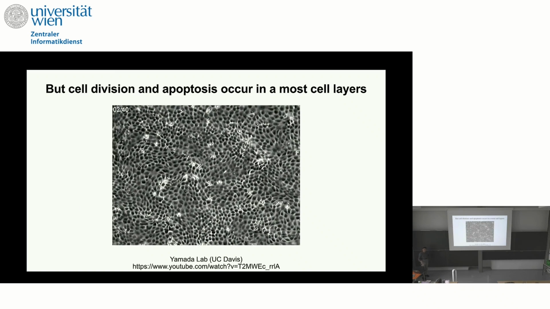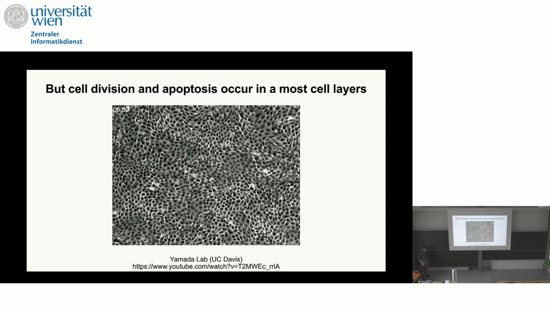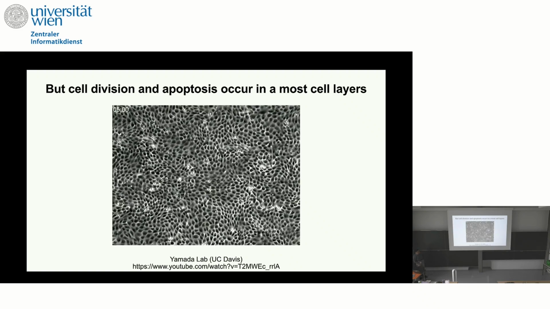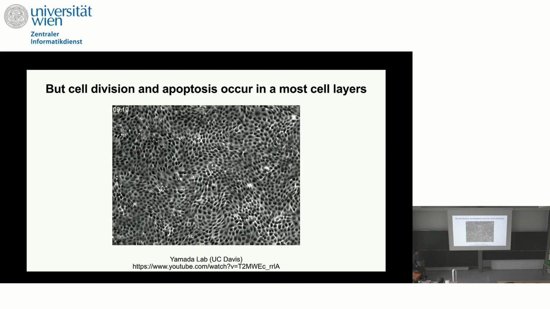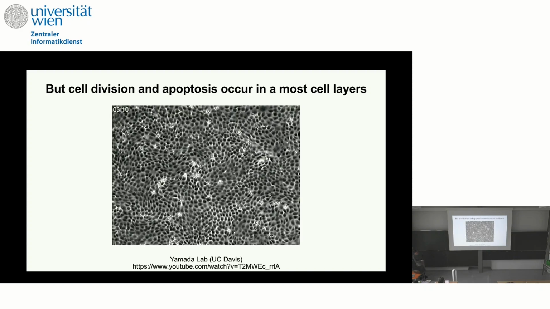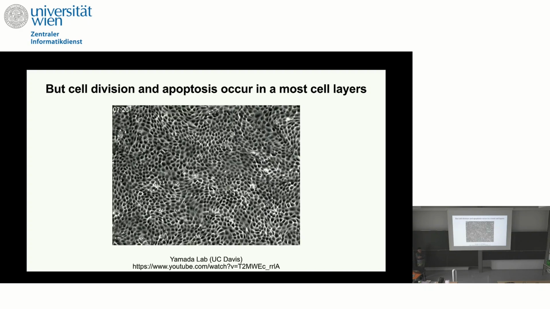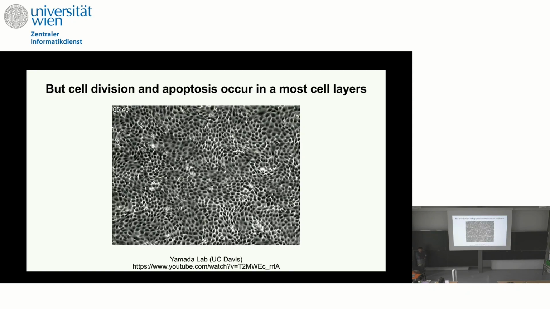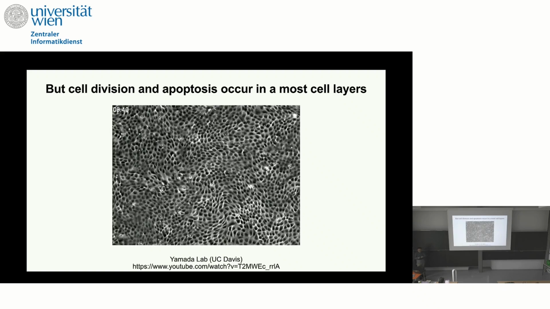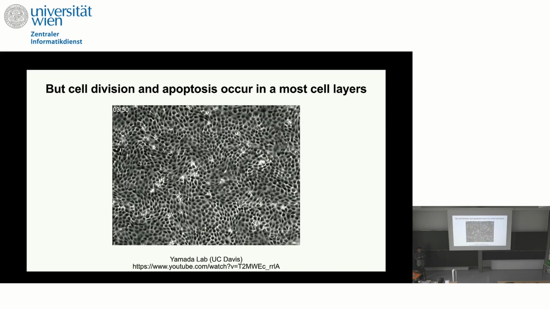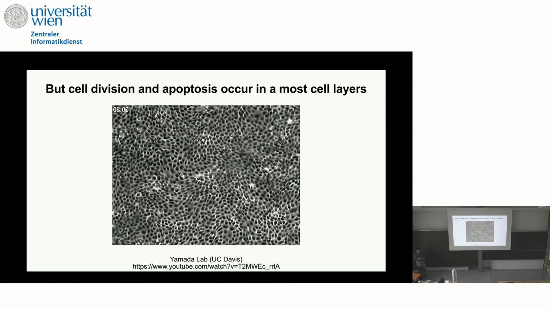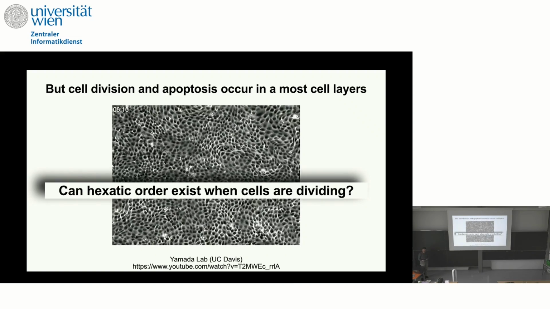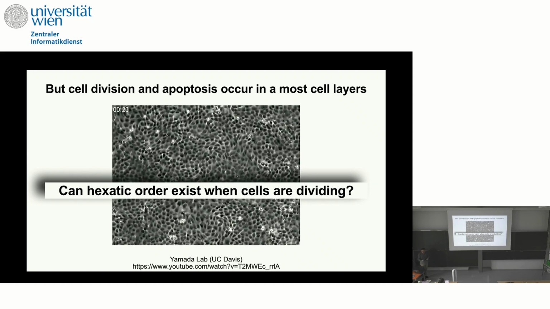But I want to argue that a lot of these biological tissues, while they have a high degree of motility, are also dividing. So this is a proliferating MDCK monolayer, just a movie taken from the Yamada lab, where again you have these two sources of driving. You can think of active force due to division as a way to drive the liquidity, the fluidity, and also the active forces inherent to the cell crawling. So can you still retain some degree of order even when cells are dividing?